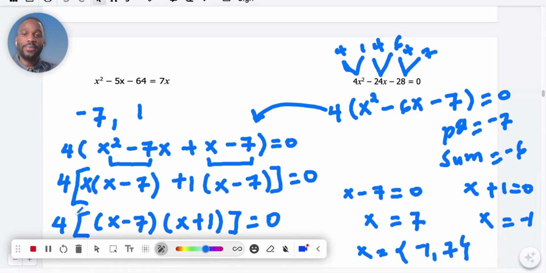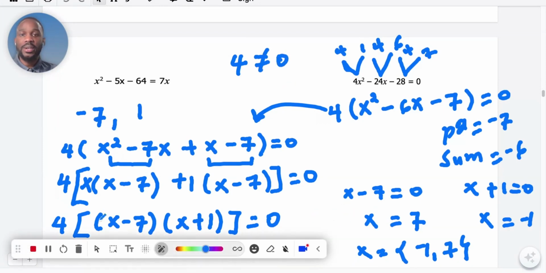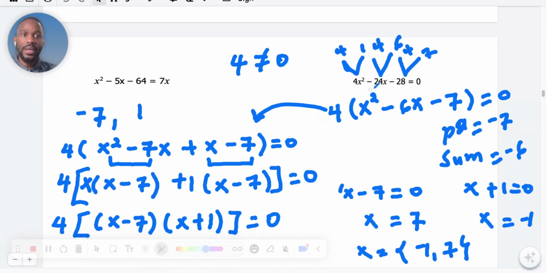Forget about this 4, because 4 is definitely not equal to 0. Or you could just put it right here. Let me show you what I mean. So it could be 4 into x minus 7 is equal to 0 over 4, and 4 cancels, right? Okay, so that's the solution set.